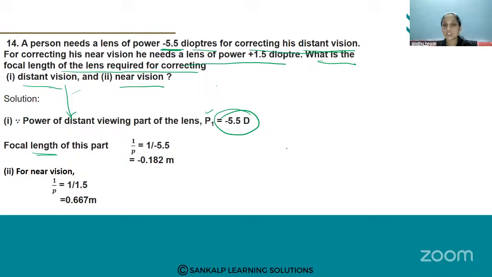What is the relation formula between the focal length and the power? We know that power is nothing but 1 by focal length, right?